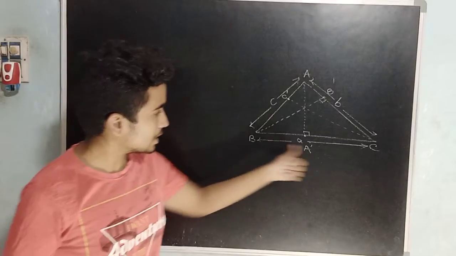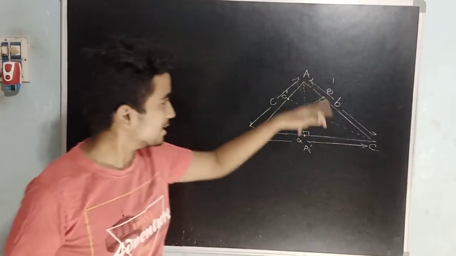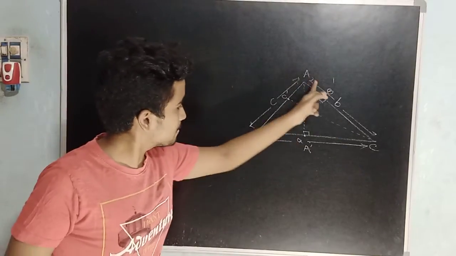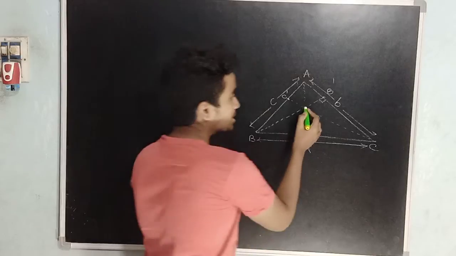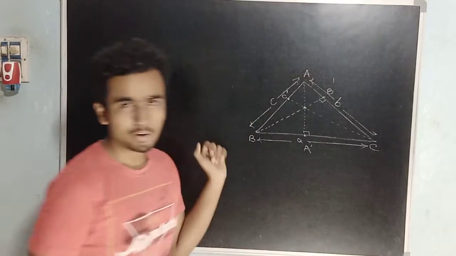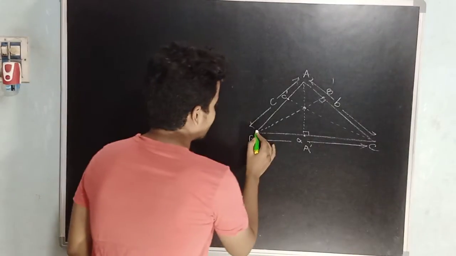A dash is perpendicular to BC, B dash is perpendicular to AC, and C dash is perpendicular to AB. I have drawn the altitudes of the triangle, which intersect at a point. This point does not matter here.